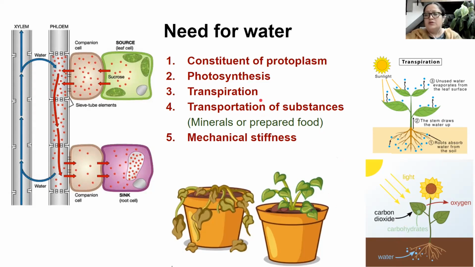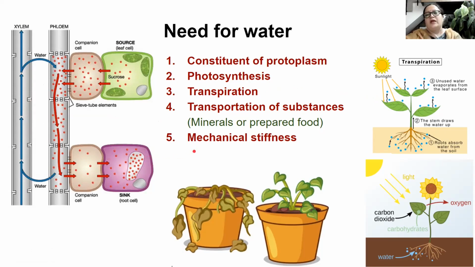It is lost in transpiration, so plants need to compensate for that water. The moment the stomata open for exchange of gases during photosynthesis, water is lost alongside. So to compensate for that water, a transpiration pull is generated, which will draw in more water from the soil. It helps in transportation of substances, both minerals and prepared food. The minerals are transported upward through xylem, and the prepared food is transported downward through the phloem, either to the plant parts for storage or for usage.